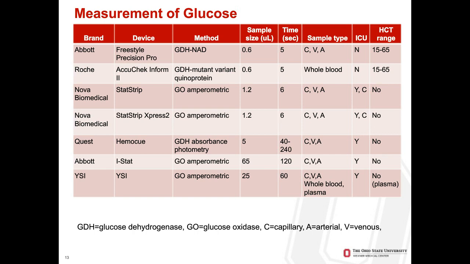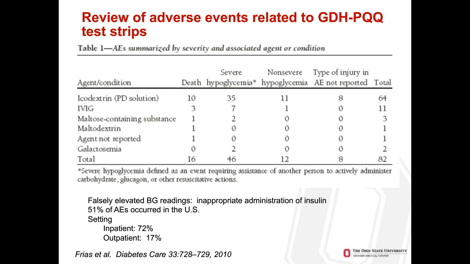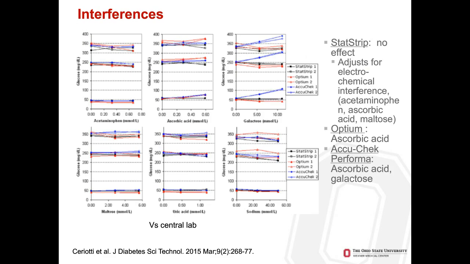Now, the GDH-PQQ enzyme, as I've stated, has been associated with some aberrant glucose readings in the presence of other sugars. Perhaps the most notoriety was obtained by the use of icodextrin, which results essentially in elevated glucose readings and inappropriate administration of insulin. And a number of years ago, these adverse events were reported and had even resulted in some deaths. However, many of these interferences can be handled with some technological advances.